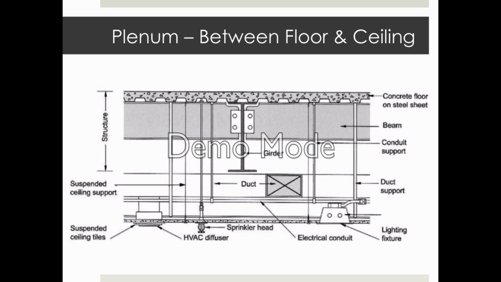The space between the floor and the ceiling below is called a plenum. The purpose of the space is to move air through air ducts and house electrical wiring, plumbing like sprinkler heads and fire protection, and other important functions of a building.